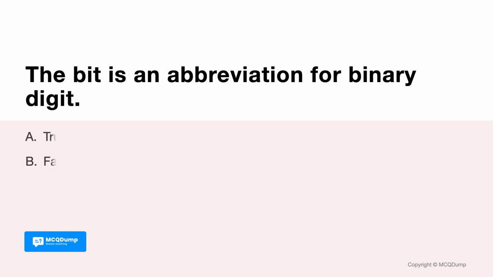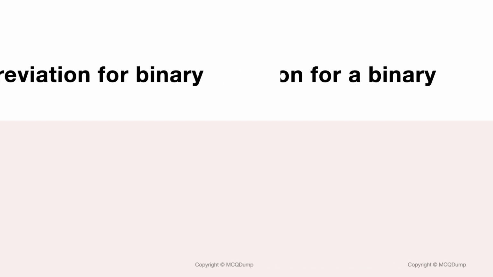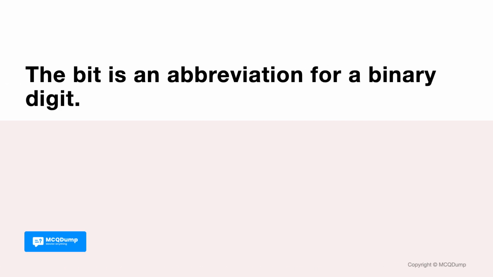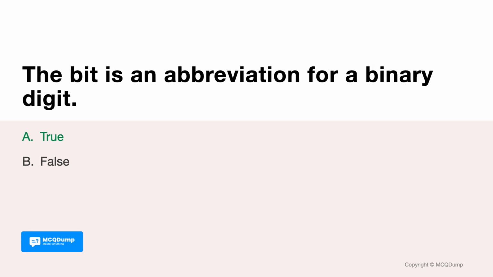The bit is an abbreviation for binary digit. True or false? It's true. The bit is an abbreviation for a binary digit and is represented with B. The bit is the abbreviation for binary digit and the basic unit of memory. It is the smallest unit of information.